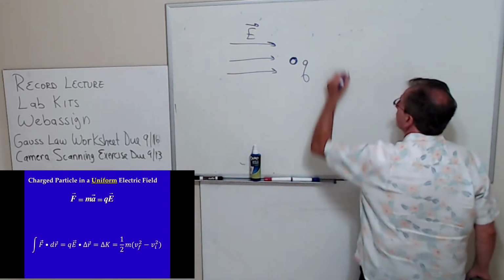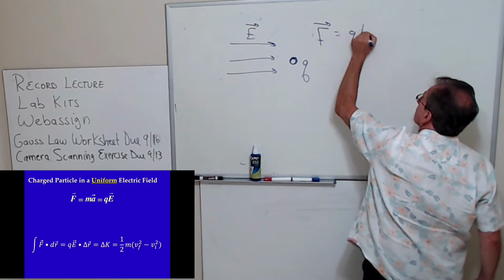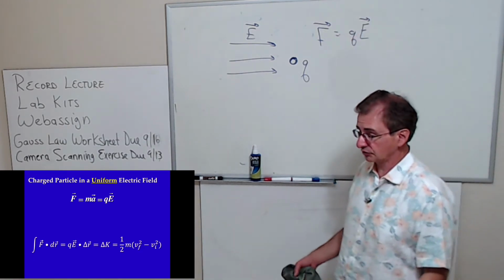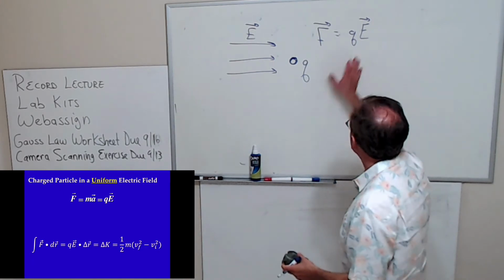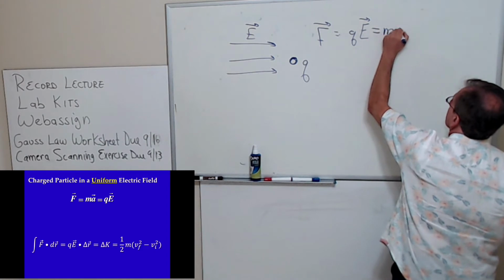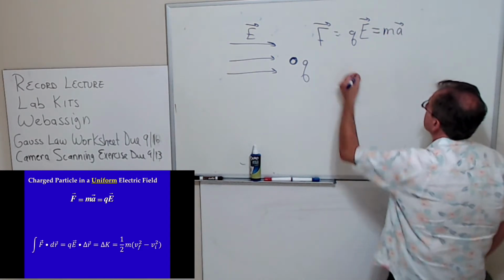And if we sum the forces on this particle, you get F is qE. And according to Newton's second law, if this is the only force acting on it, then this is equal to ma. And we can solve for a pretty easily.